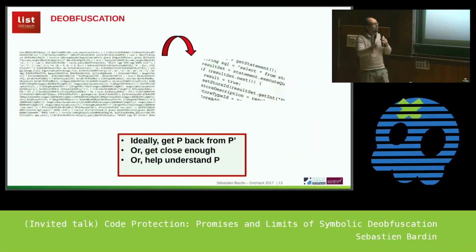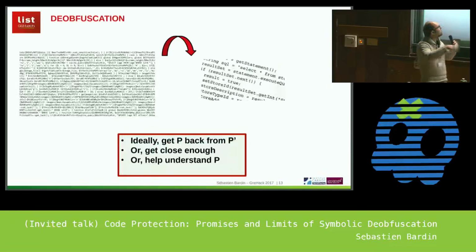So naturally, deobfuscation is the opposite. You start from the protected code and you want to go back to the original code. Okay, that would be perfect. Or maybe you want to go back close enough to the original code. Or maybe you want the deobfuscation to help you understand some aspect of the original code. So this is not really well defined here. You have a broad range of possibilities. It's not the same thing if you want only to steal one crypto key or if you want to really go back to the original code.